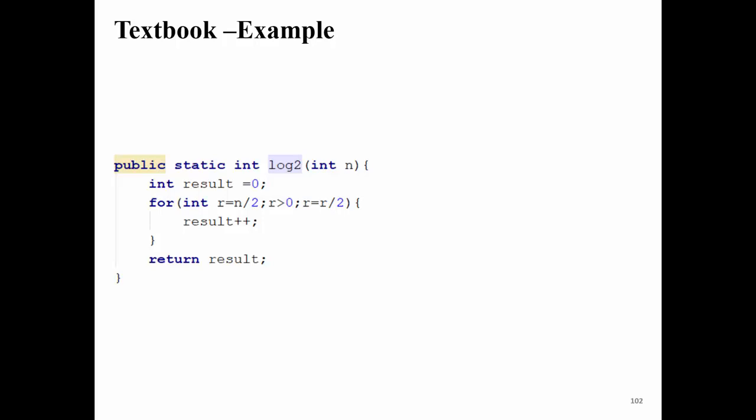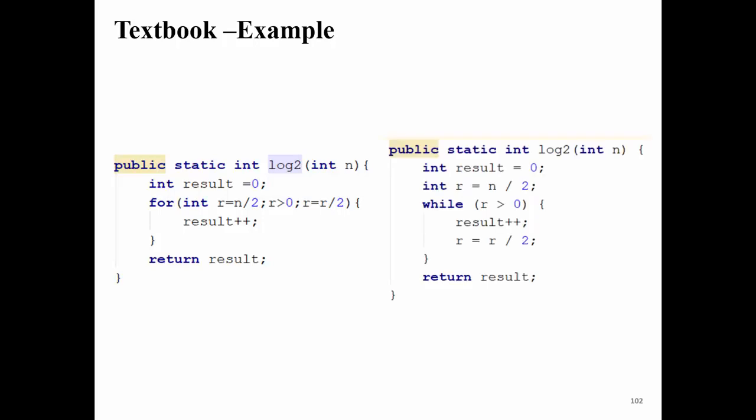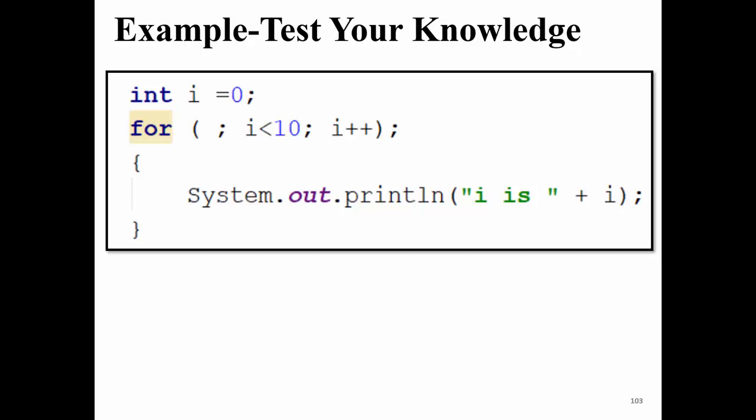So this is a log base 2. And this is also log base 2. The first implementation using a for loop, the second one using a while loop. Test your knowledge. What is the output of this one? Error? Why?